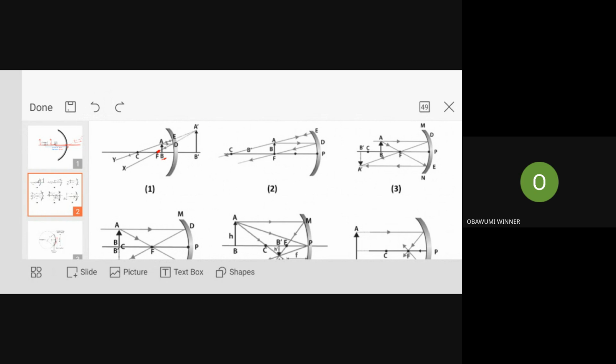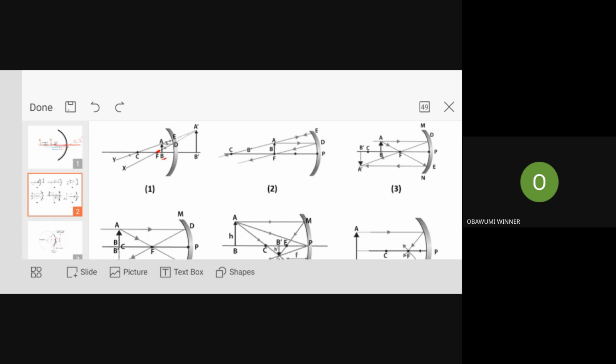So what I'm trying to explain is just various images that are formed based on their locations in a concave mirror. So you can put that as a heading if you care. And the first I'm talking about is that if the object is kept in front of the focal length, in front of the focal point of that concave mirror, where and how will the image be formed?